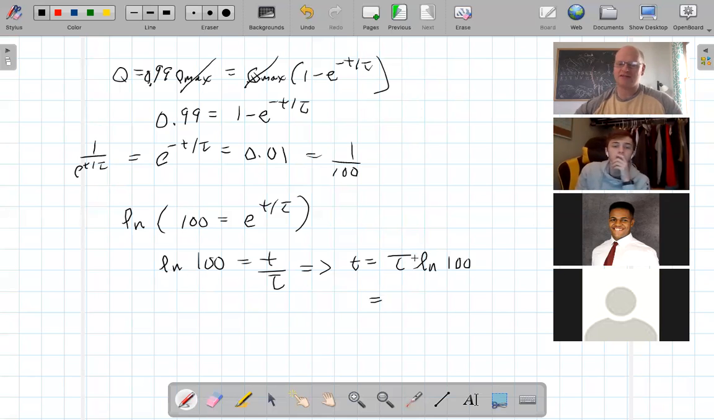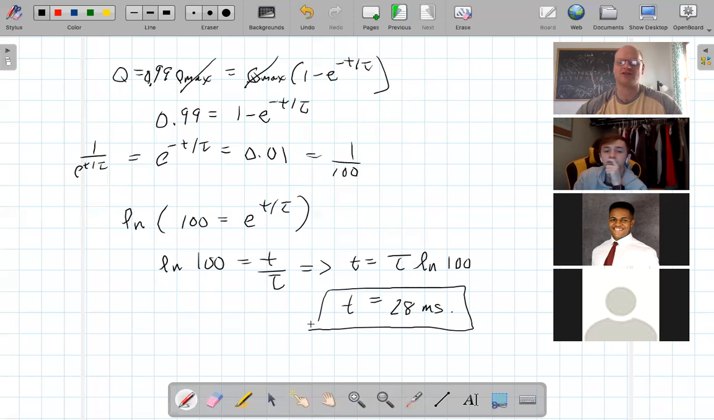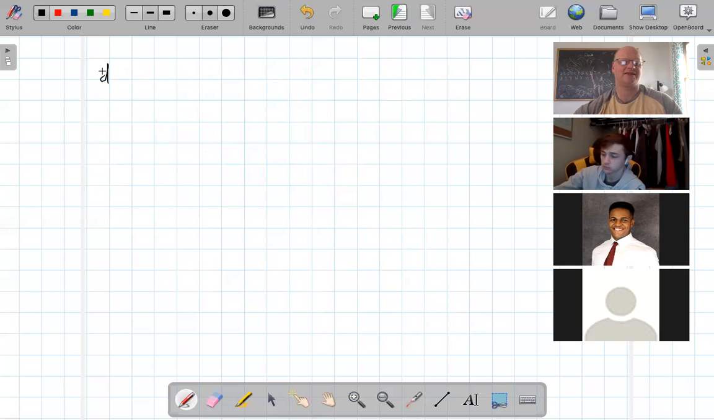Plug in my numbers. This is, again, 6 milliseconds times natural log of 100. So this works out to be about 28 milliseconds. So the time it takes for this thing to reach 99% of its maximum charge is very quick. So 28 milliseconds. This was part C, right? Good. Nice and easy. Nice and easy.